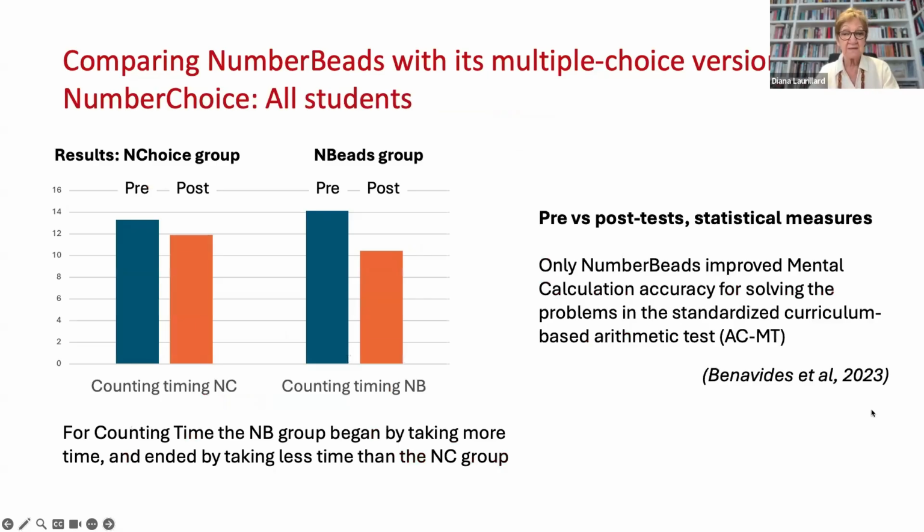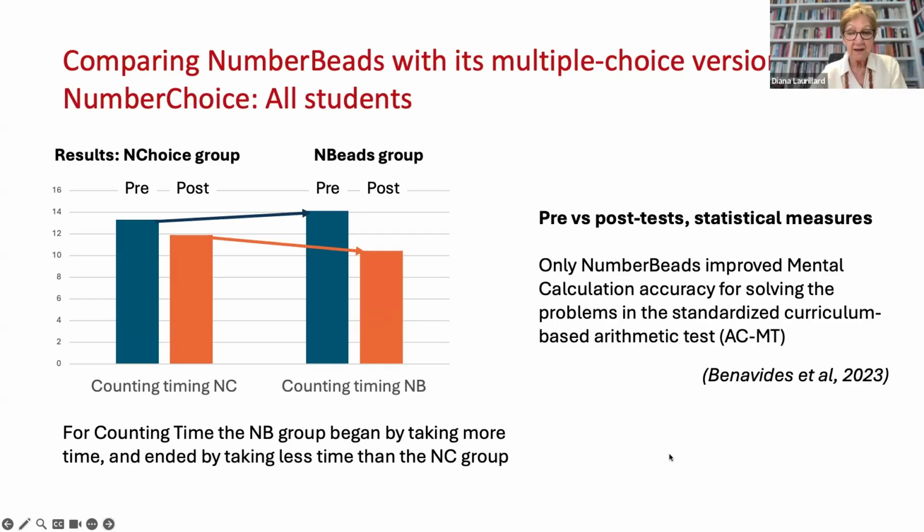And teachers notice that. Here you can see that comparison again. The number choice group actually started out in the pretest being a bit better. They were faster in their counting time than the number beads group were. And at the end, they were taking more time over that task than the number beads group were.